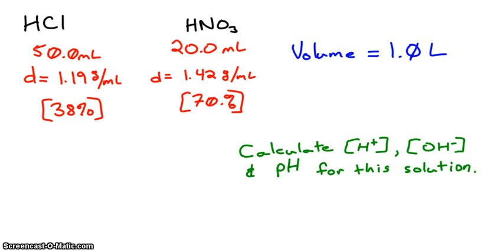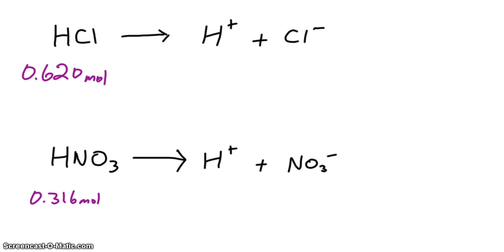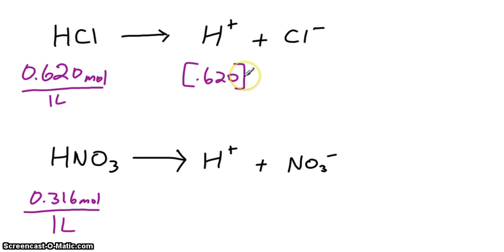When we started this problem, we were told we had a total volume of 1 liter of solution. So now I'm going to convert moles to molarity by dividing by the volume. Since we have a 0.62 molar solution of HCl, and HCl is a strong acid, it will completely dissociate. That means we have a 0.620 molar solution of H+ contribution from the HCl in solution.